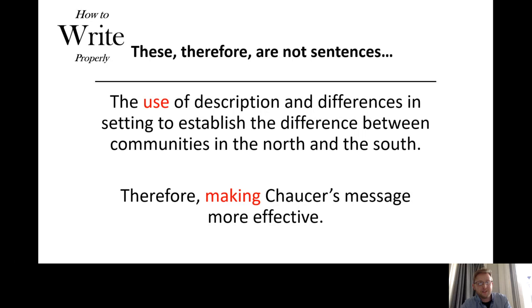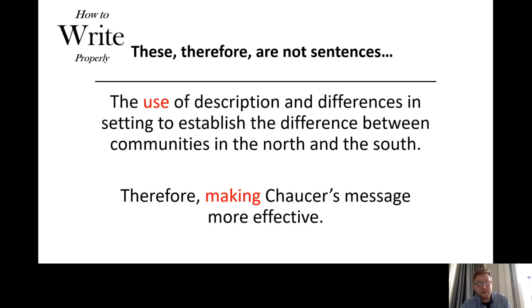So if we find the verb, it's the use. Something or someone is using description and difference in setting to establish the differences in communities in the North and South, but we don't know who. This sentence doesn't have a subject. So you could change this, if it was, for example, Elizabeth Gaskill was the person this was referring to, you could change it to Elizabeth Gaskill uses description and differences in setting to establish the difference between communities in the North and South, and that would be fine.